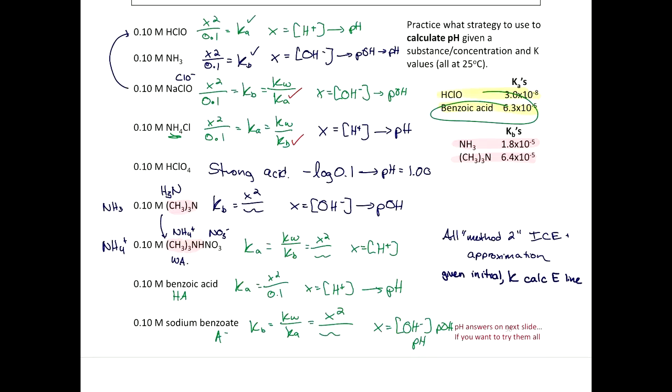There's a pattern here. Learn the pattern. We can always make the approximation for pH calculations. That's always a type 2, ice table where we're calculating the equilibrium line. 99% of the time we do an approximation.